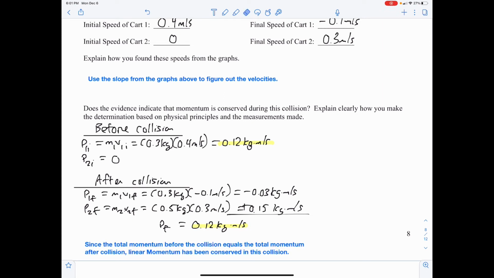Since total momentum before the collision equals the total momentum after collision, the total momentum has been conserved, because total momentum before collision equals total momentum after collision.